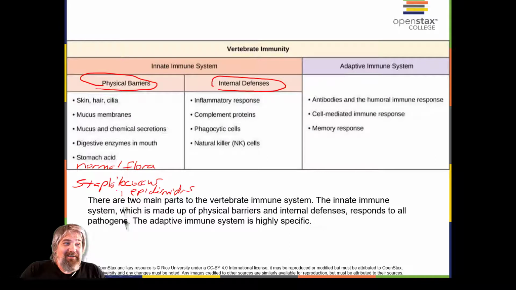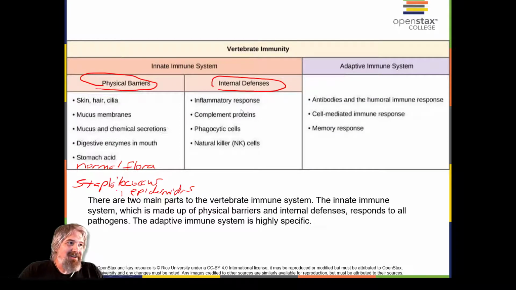Now, it's not that they're intentionally protecting you. It's just that when your skin's already well populated with them and a pathogen tries to come in, it's going to have a harder time doing well because the niche is full. There's no room for the would-be pathogen. So anyway, physical barriers and internal defenses.